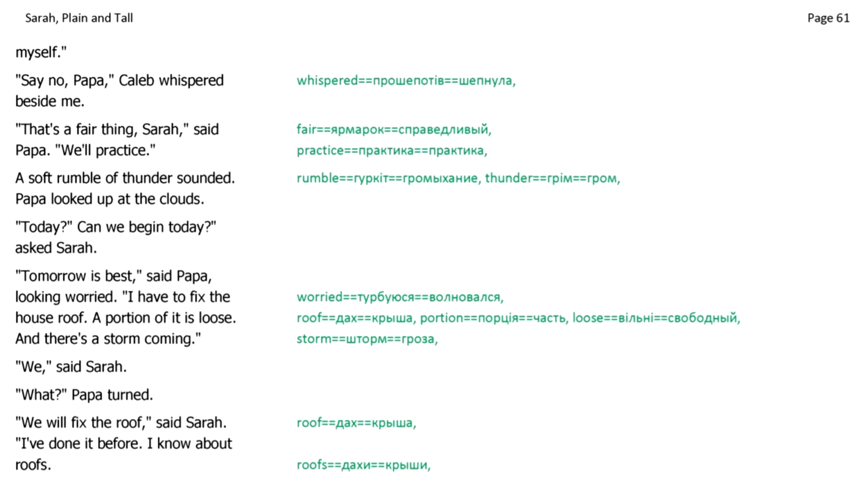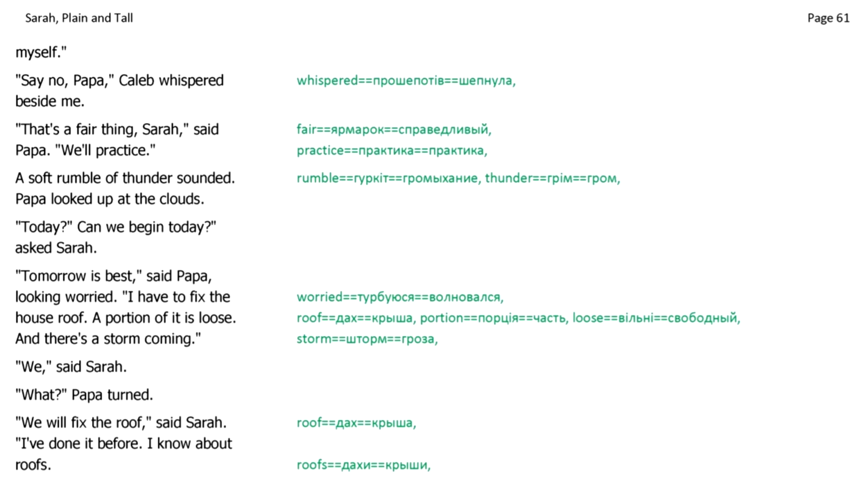"That's a fair thing, Sara," said Papa. "We'll practice." A soft rumble of thunder sounded. Papa looked up at the clouds. "Today? Can we begin today?" asked Sara. "Tomorrow is best," said Papa, looking worried. "I have to fix the house roof. A portion of it is loose, and there's a storm coming."